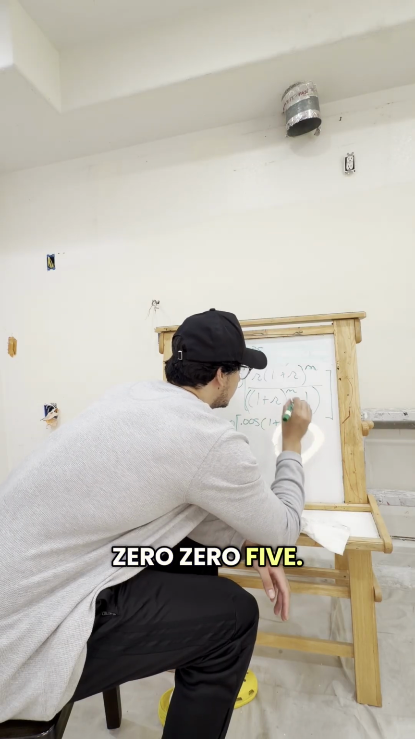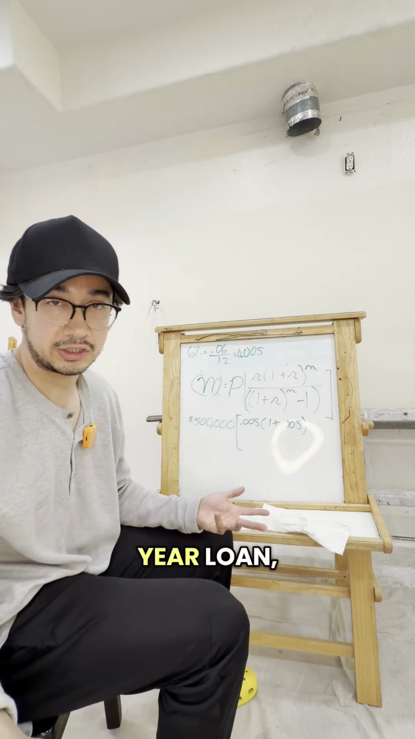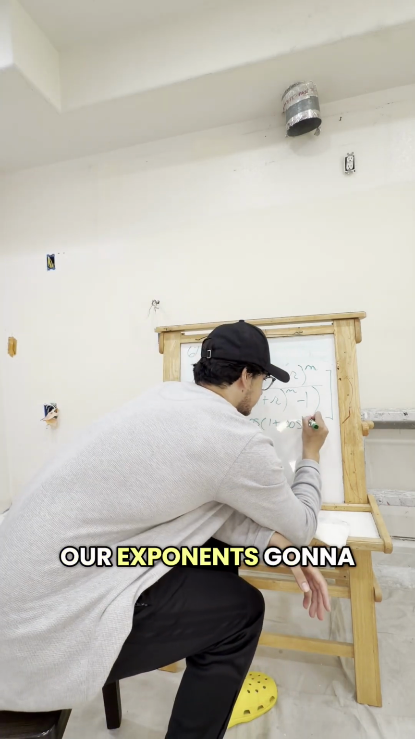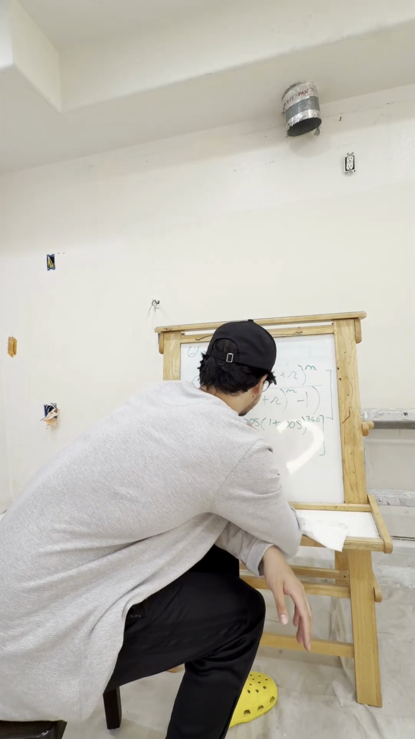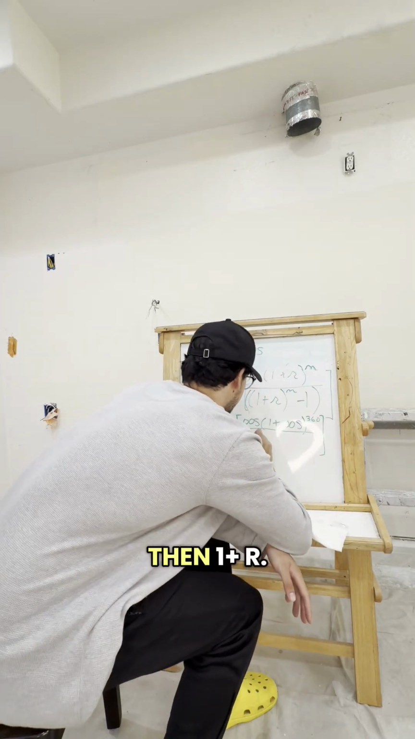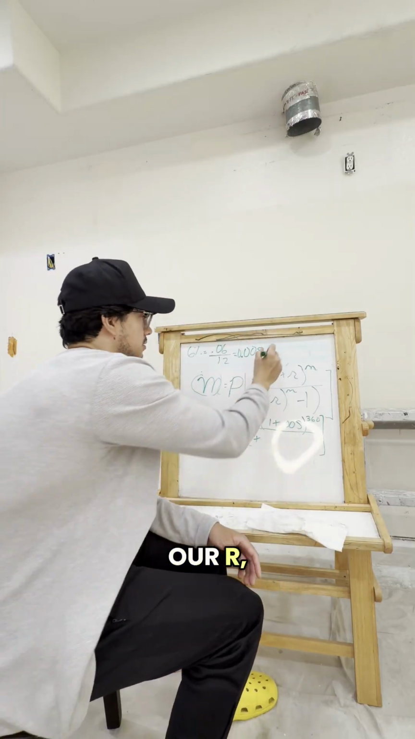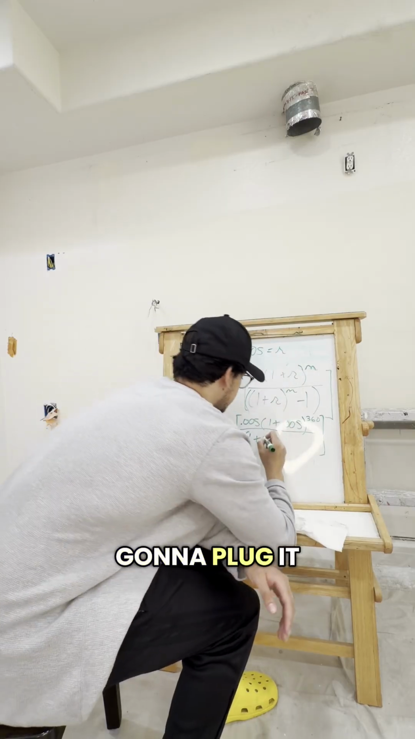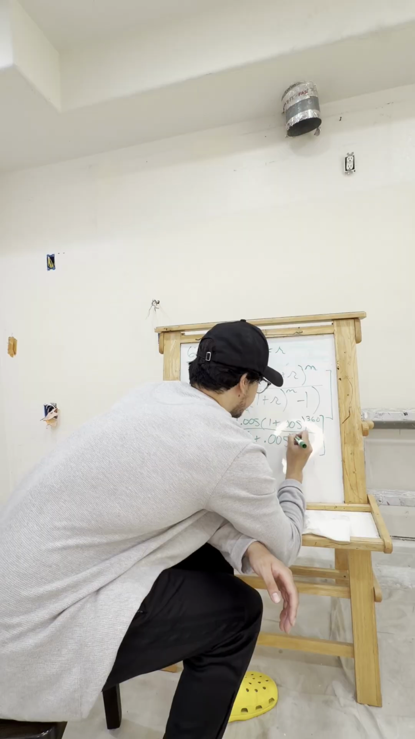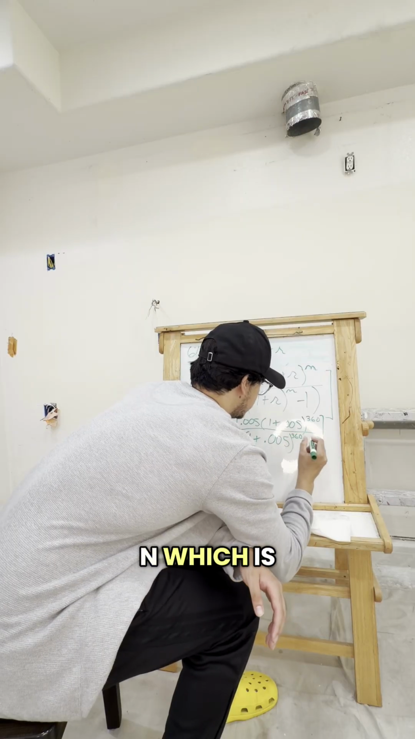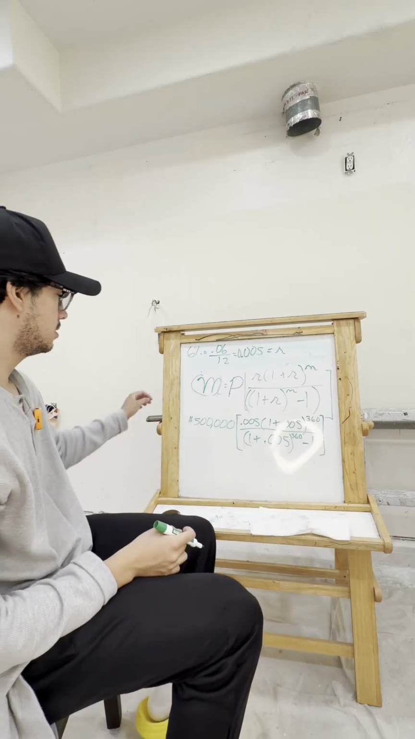1 plus 0.005. And then the total number of payments, assuming that this is a 30-year loan, our exponent is going to be 360 right here. Then 1 plus R. We already have our R, so we're just going to plug it in right here. We have our N, which is 360, minus 1.